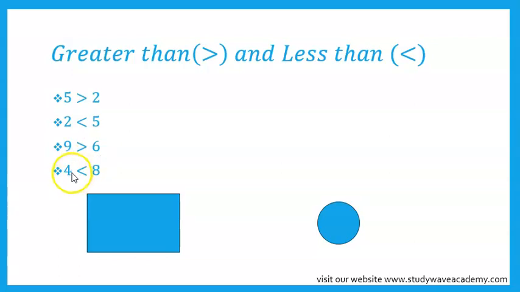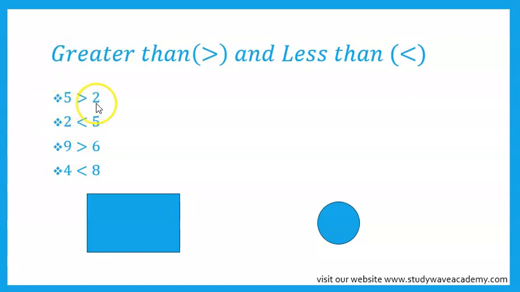And here we have 4 is less than 8. Is 4 less than 8? Yes. 4 is less than 8. If you have 4 balls and you have 8 balls, which is lesser? It's 4 balls, right? So 4 is less than 8. Okay? Do you understand the greater than and the less than?